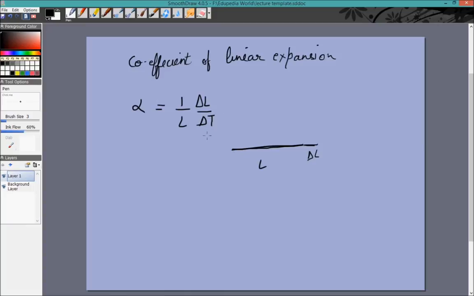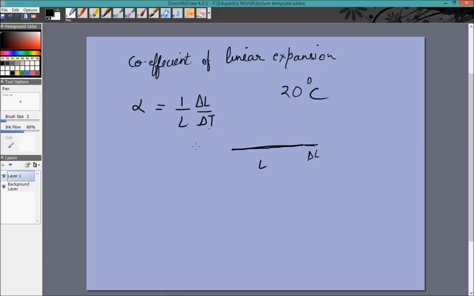Delta T is a small change in temperature which caused this change in length. So if the length became 101 centimeters from 100 centimeters when the temperature was increased by 20 degrees centigrade, then we could write 20 here, and this will be 1 by 100 divided by 20.